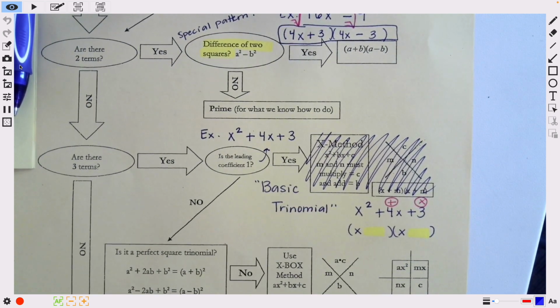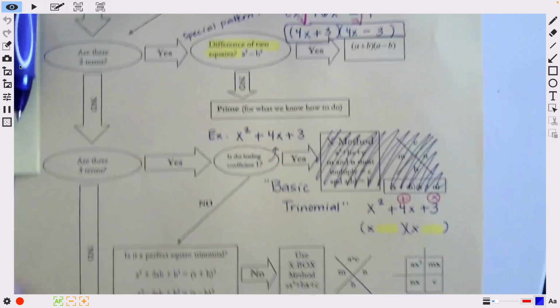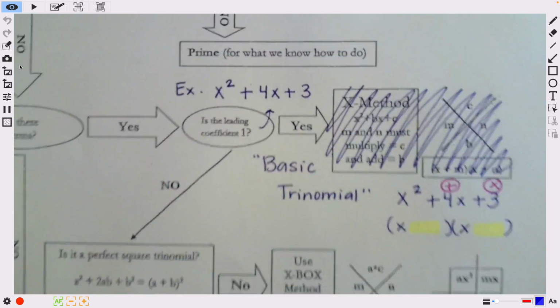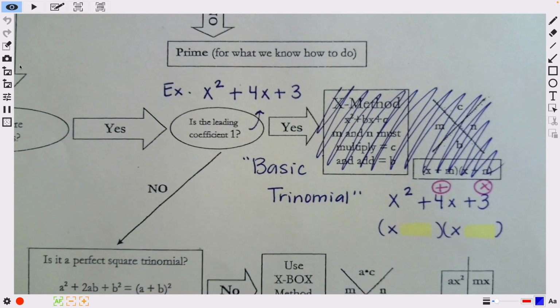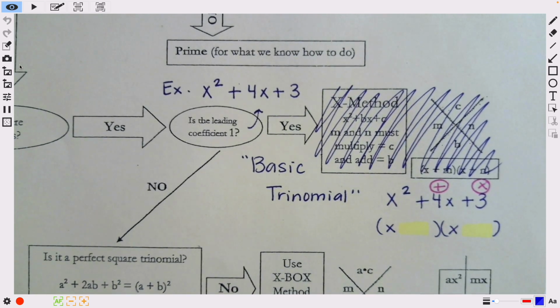So if you have 3 terms and your leading coefficient is 1, that is a basic trinomial. I never did x method, we didn't need to complicate it. What multiplies to 3 and adds to 4, those are your factors, and you move on.